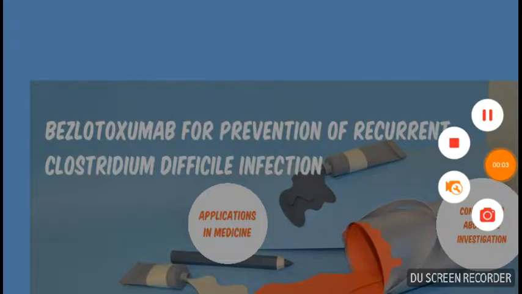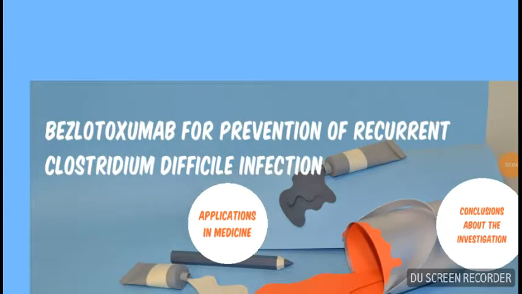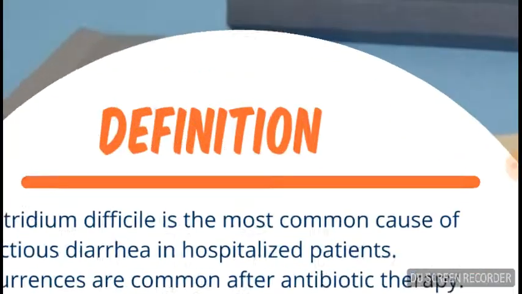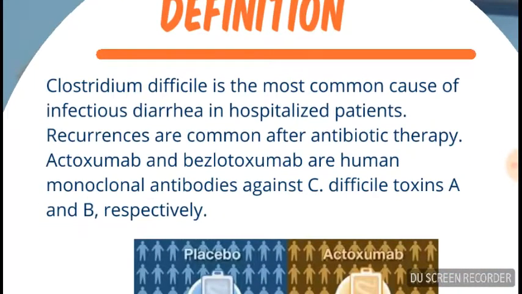Bezlotozumab for prevention of recurrent Clostridium difficile infection. Definition: Clostridium difficile is the most common cause of infections in hospital patients. Recurrences are common after antibiotic therapy. Actoxumab and Bezlotozumab are human monoclonal antibodies against Clostridium difficile toxins A and B respectively.